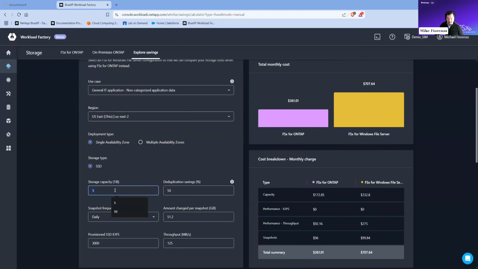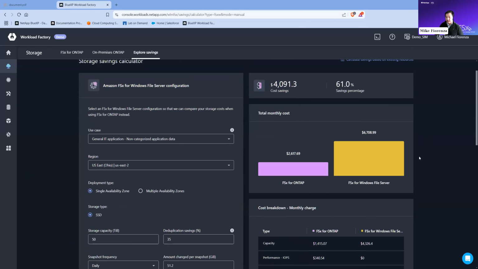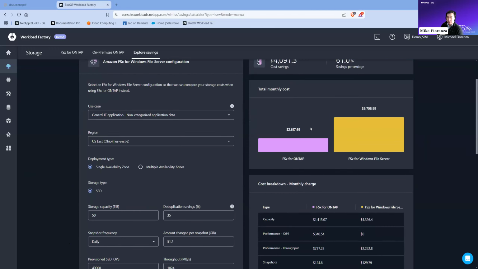We'll keep these as is, and we'll set this to a 50 terabyte capacity with a 35% dedupe savings. We had provisioned IOPS of 40,000 and a gig of throughput. Now you can see here that we have, again, a very significant cost savings over FSx for Windows Server.